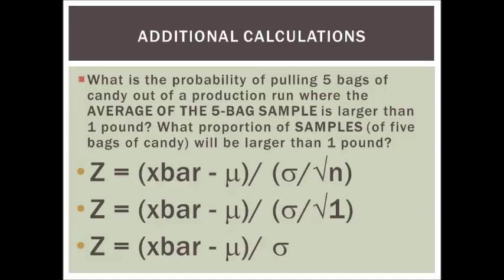The first formula, z equals x minus mu divided by sigma, is when we have a sample size of 1, and then the formula there on the top, z equals x bar minus mu divided by sigma over the square root of n, is when we have a sample size that is not 1, when the sample size is greater than 1. It could be 2 or 3 or 4 or 5 or any number greater than 1.